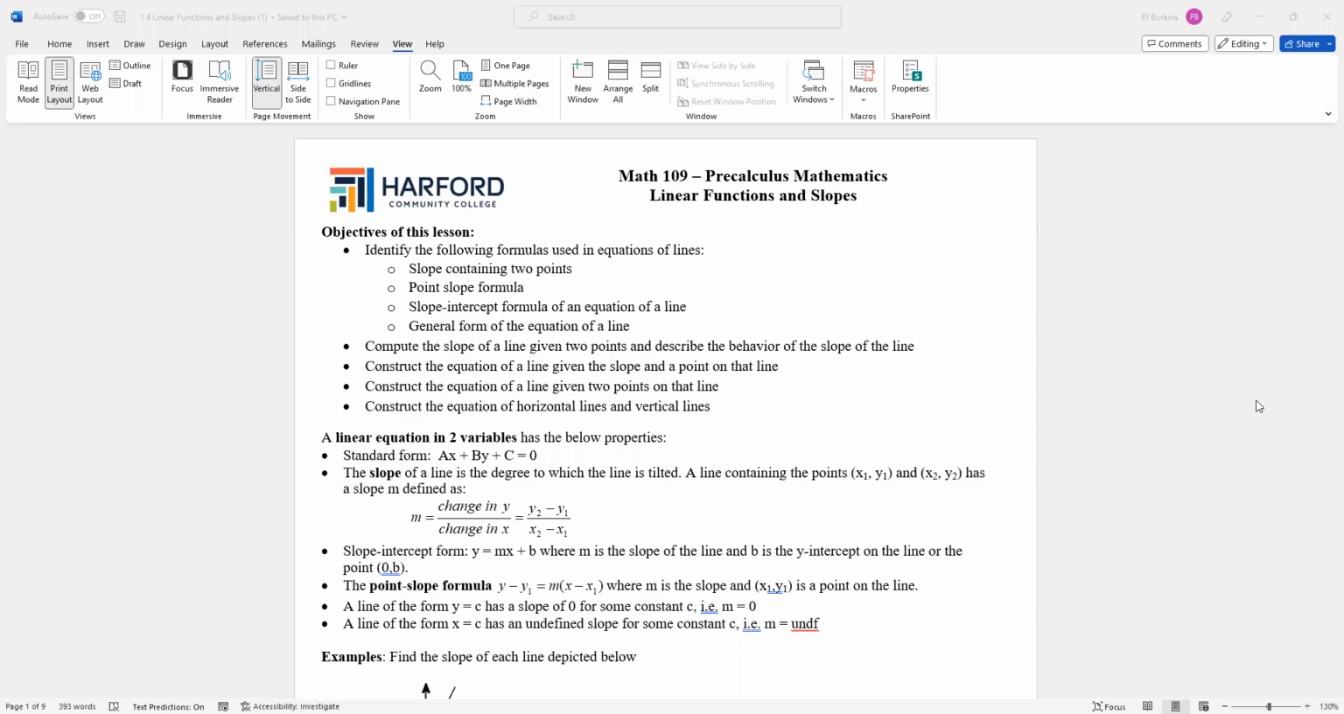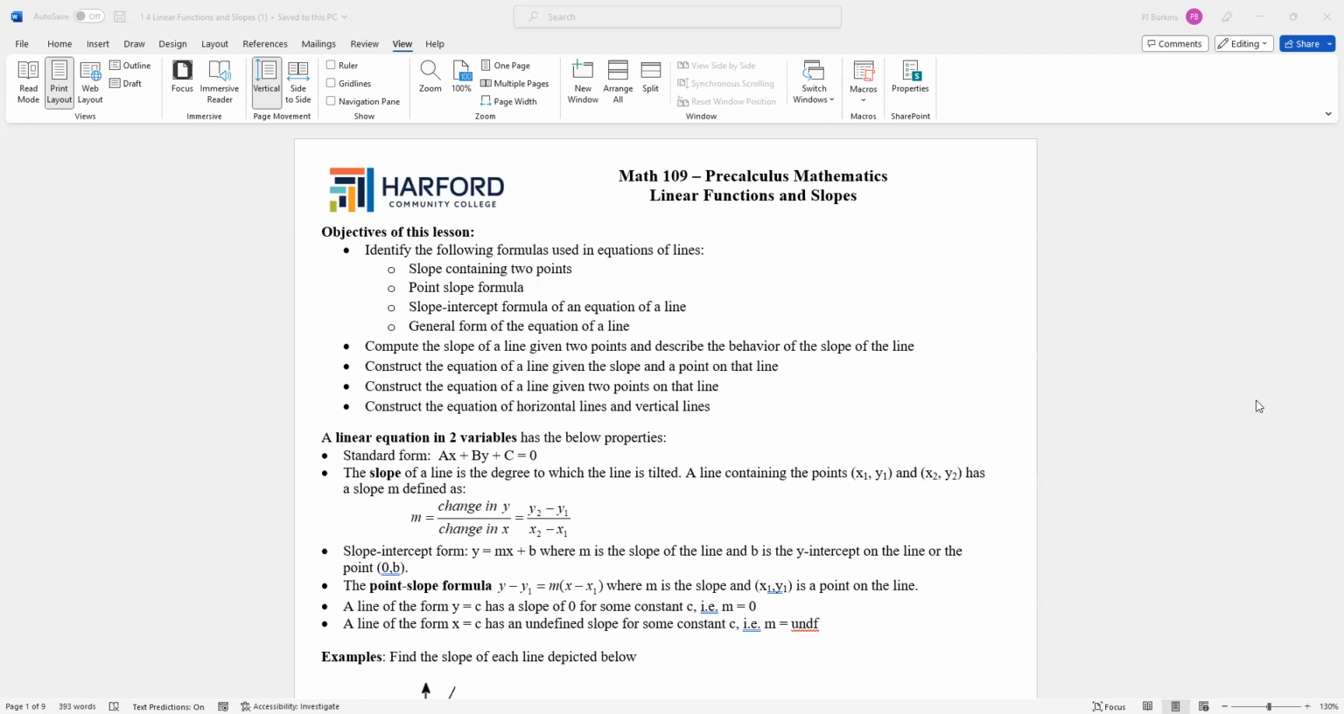All right, so this next part of the lessons deals with linear functions and their slopes. Again, this is something that's really going to be used in calculus, as basically the whole point of a derivative in calculus is to find the slope of a function. So what we would like to do is go over how to find the slope from 2 points, how to use the point slope formula, the slope intercept formula, and then what's the general form of the equation of a line. Those are all things that are part of bullet one.